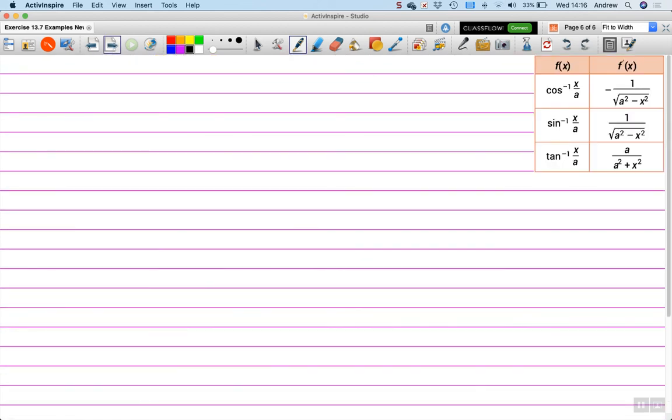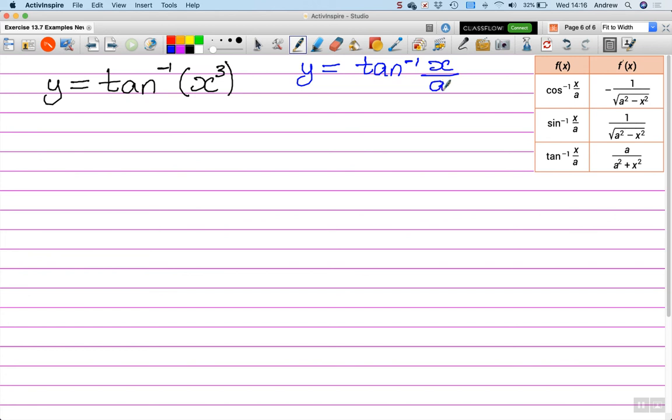I'm going to do one more example. This time I'm going to switch it up a little bit. I'm going to do y is equal to the inverse tan of x cubed, close bracket. I'm then going to write down what they've given us in the formula book. y is equal to the inverse tan of x over a.